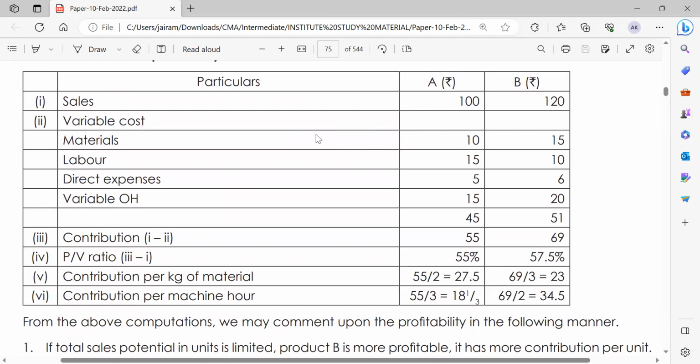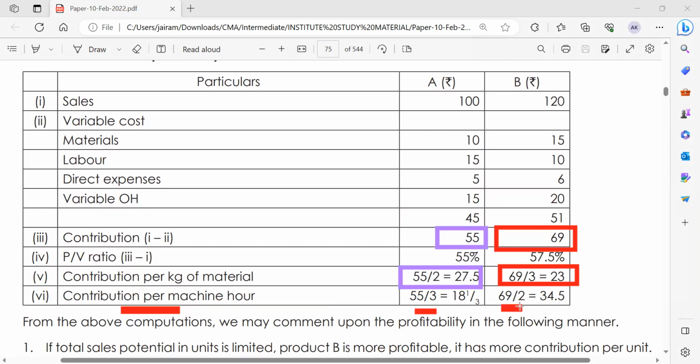So this is your contribution, divide by 2, since the first one needed 2 kg of material for 1 unit. And for the second one, divide by 3, so 69 divided by 3. So you get contribution per unit of key factor. Similarly for machine hours, it is the other way around. For the first one it is 3 rupees, for the second one it is 2 rupees. Just divide and get the value. So when material is the key factor, which one is more? This is more or this is more? Which is more?